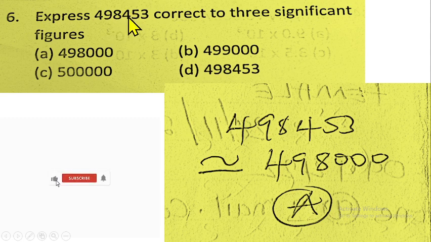But if it's not up to 5, we round it down to 0 and add it to 8. Every other thing becomes 0. So 4 is not up to 5, so round it down to 0 and add it to this 8. Then every other thing there becomes 0. So that means you'll be having 498000. So option A is the correct option for question number 6.